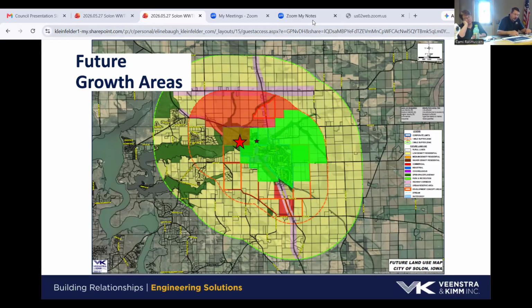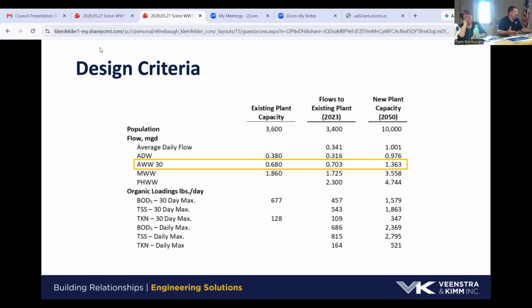A large part of this green area is outside the current city limits, so we have a lot of room for growth. We built that north trunk sewer. That north trunk sewer was set up to be able to handle that area in green. So we have a lot of growth area we can take in.